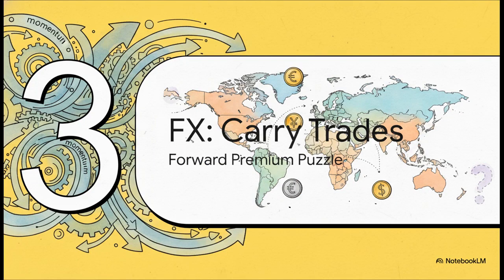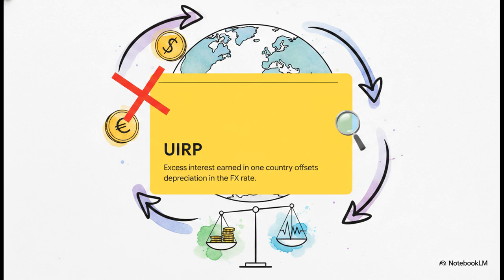Section 3. FX, exploiting carry trades. The forward premium puzzle. All right, moving from momentum over to yield differentials. To understand the carry trade, you first have to understand the theoretical rule that it completely breaks, Uncovered Interest Rate Parity, or UIRP. This formula represents the gravitational pull of global central banks. RD is your domestic interest rate, and RF is the foreign rate.